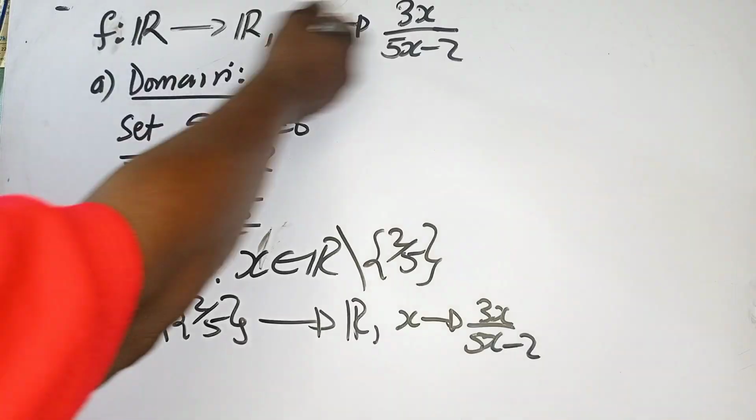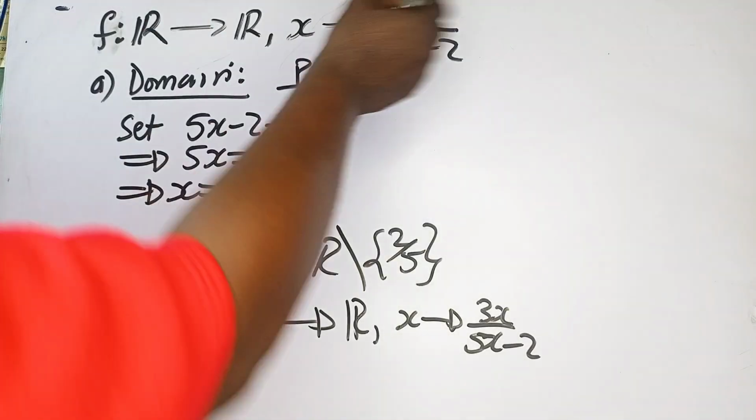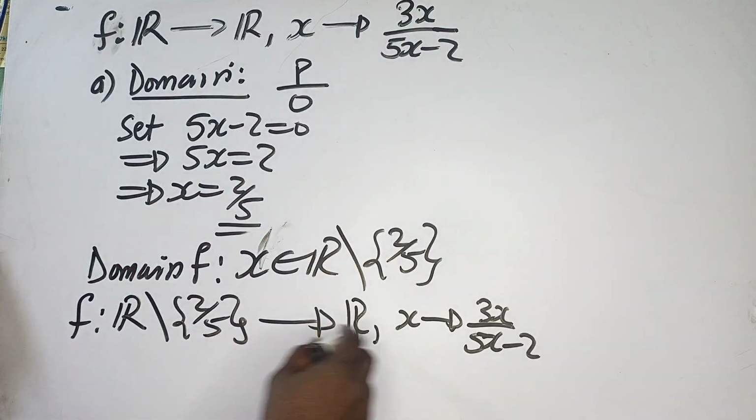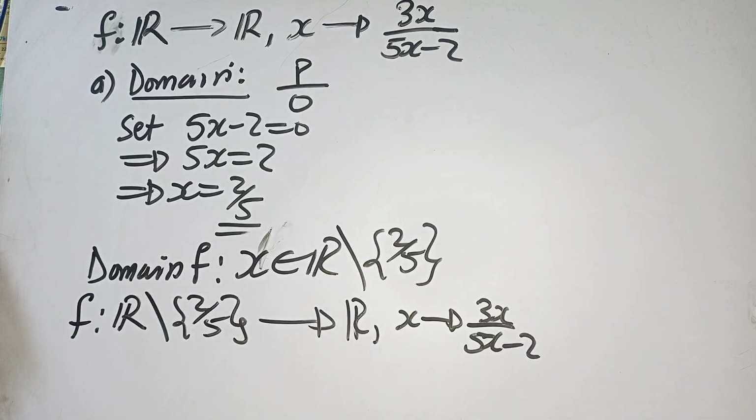If we were to define this function in the right and proper manner, this would have been the right definition. So this function defined as such is not correct. This is the right definition. We found the domain of that function. The domain is actually all real numbers except 2/5.